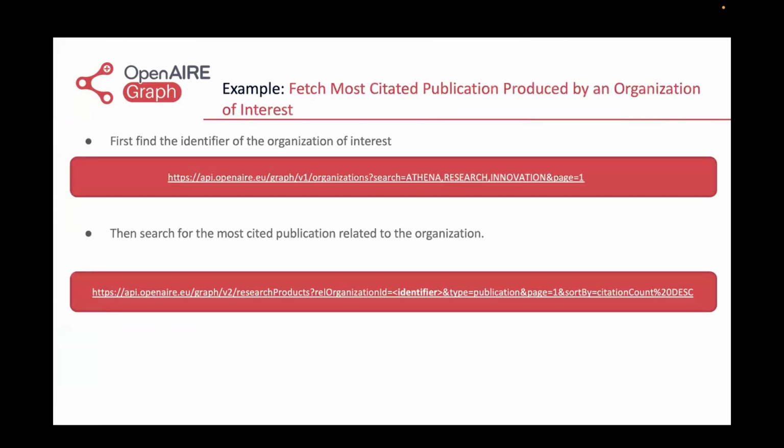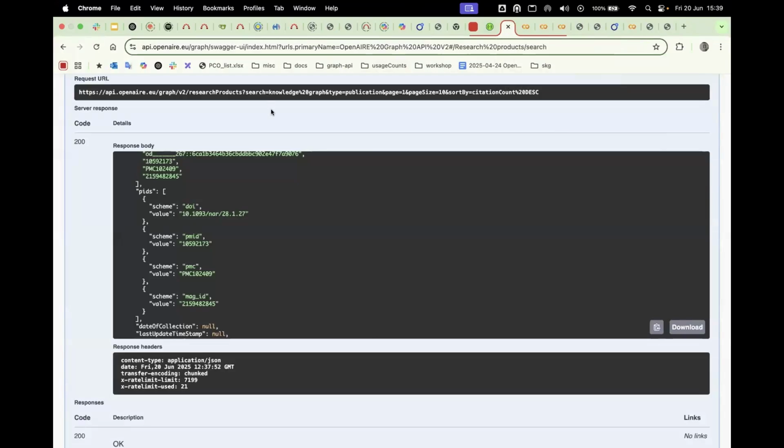Okay, another example. If you have questions, interrupt me, please. So, this one: first find the identifier of the organization of interest. So this is another endpoint, organizations. And we search for, let me click on it, well, it should be Athena Research Center, I think. Not innovation, but let's see.